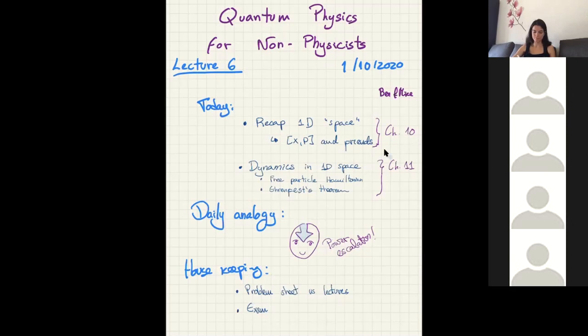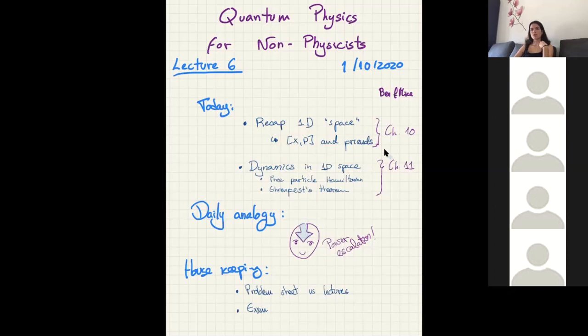The 1D space and properties of x and p and the wave function. And we'll expand a bit more on the last thing we did, which was the commutator of x and p, and see applications of this.